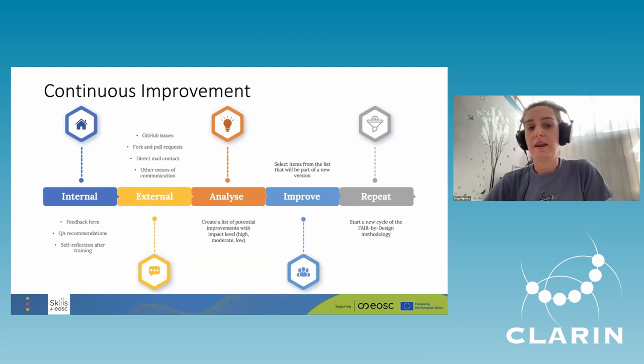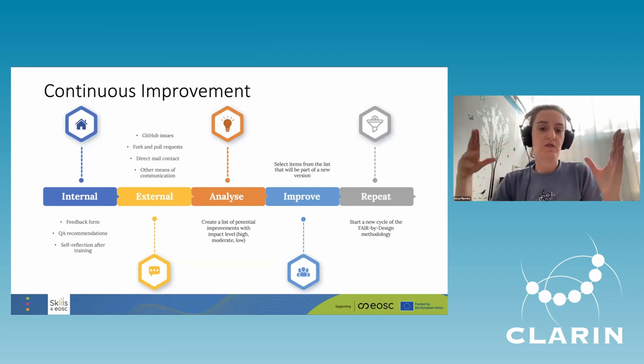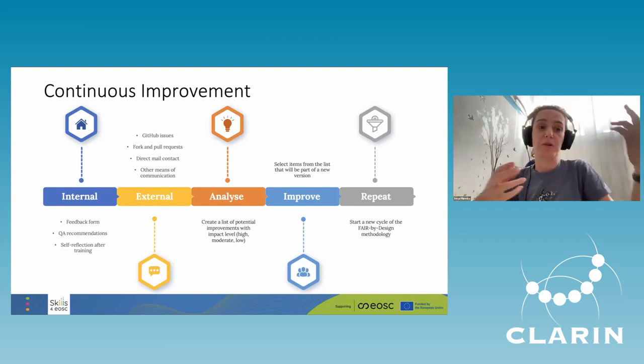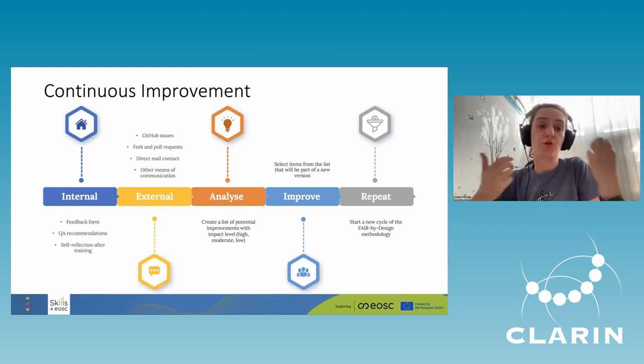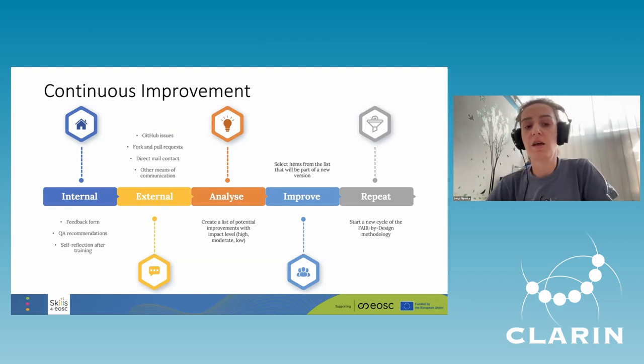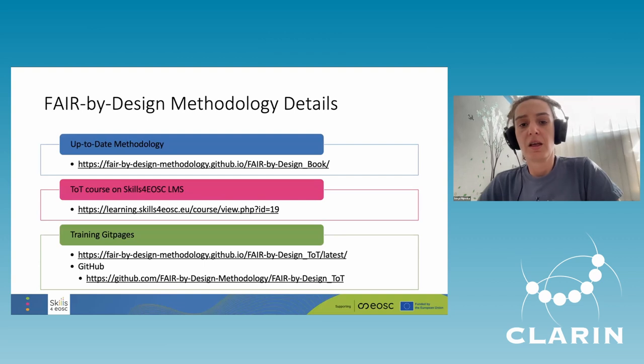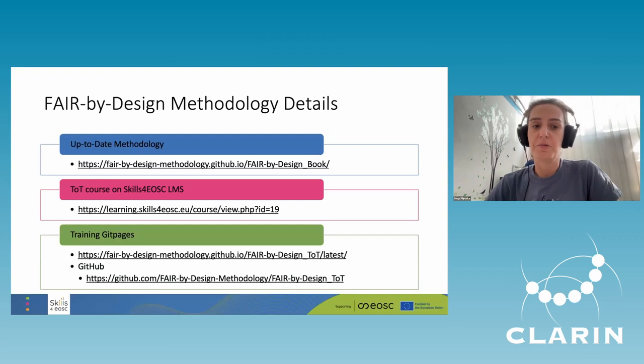However, the idea is to analyze this feedback, create a list of potential improvements, and then repeat the process of the FAIR by design methodology and now produce a new improved version of the learning materials. And even your team of instructional designers might grow, because there might be someone else in the community interested in working on these learning materials together with you. If you really want a deep dive into all of these stages of the FAIR by design methodology, then you can check out the Git book on this first link that you see here.